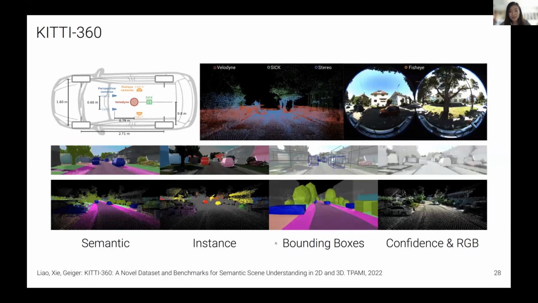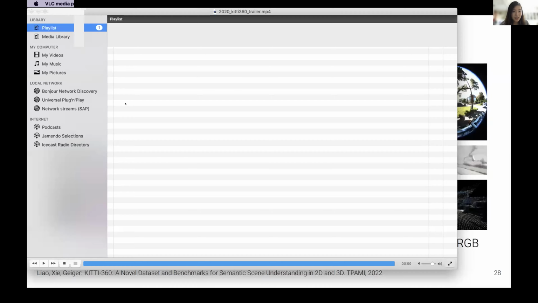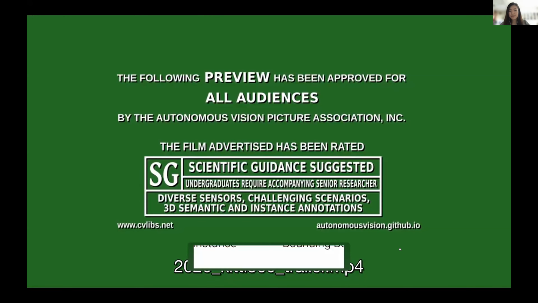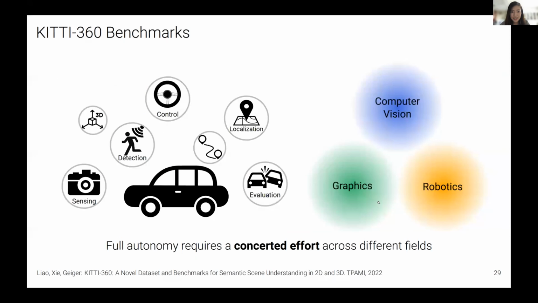Here, I also want to make a little advertisement about our benchmarks. For autonomous driving, we believe it requires a concerted effort across different fields, including computer vision, graphics, and robotics. That's why with KITTI-360, we really want to make a set of benchmarks at the intersection of these fields to unify the effort from different fields towards building the full autonomy system.